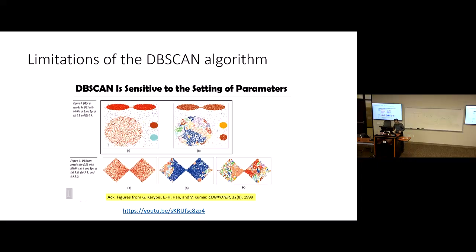Okay, so the biggest problem for the DBSCAN algorithm is that the result is sensitive to the setting of the parameters. So we have two parameters. We can select a large radius or a smaller minimum number of points, or the other way around. Any combination will give you slightly different results. That's a bigger problem, so we don't want to have unstable results.